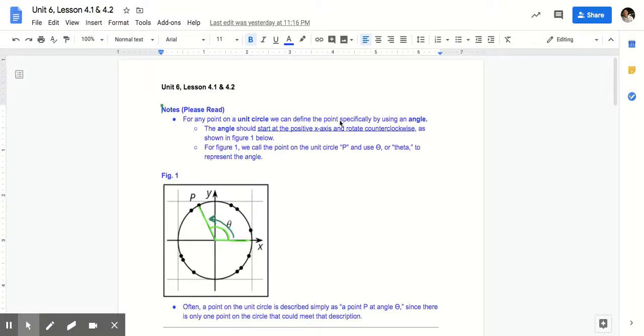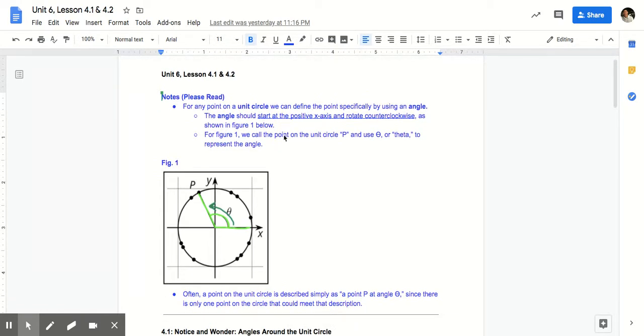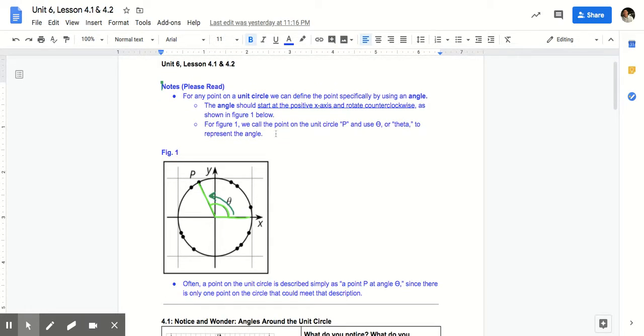All right, guys. So here is the second activity. This is going to be for lesson 4.1 and 4.2 for unit 6. For the first part, these are just notes, and I want you to read these on your own. It goes over the unit circle and how we define any point on the unit circle.